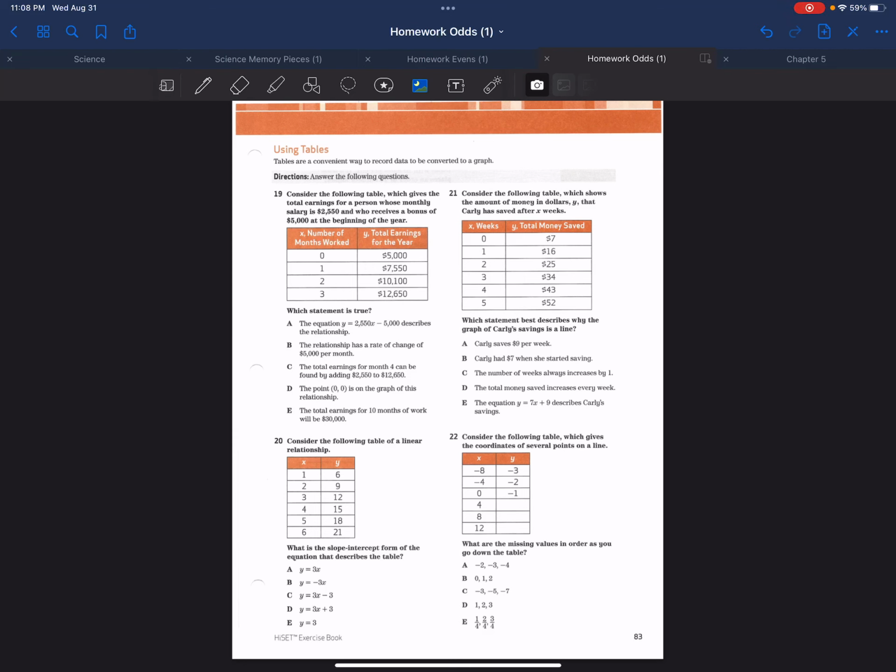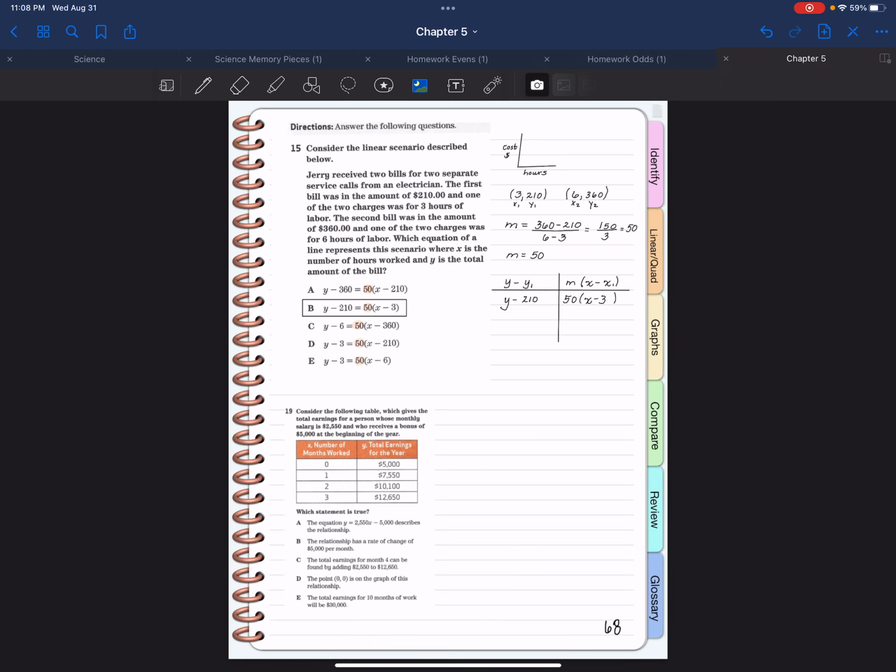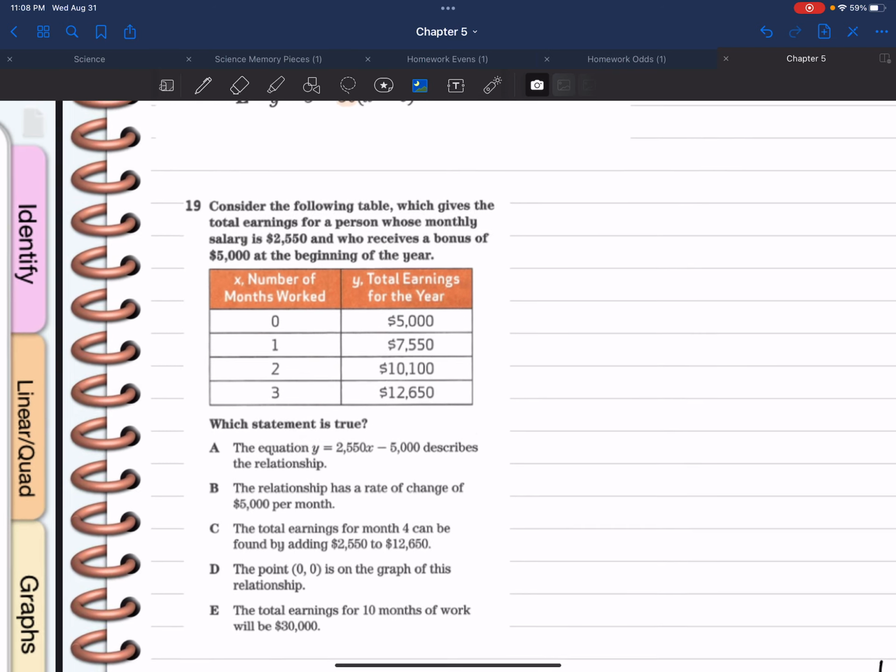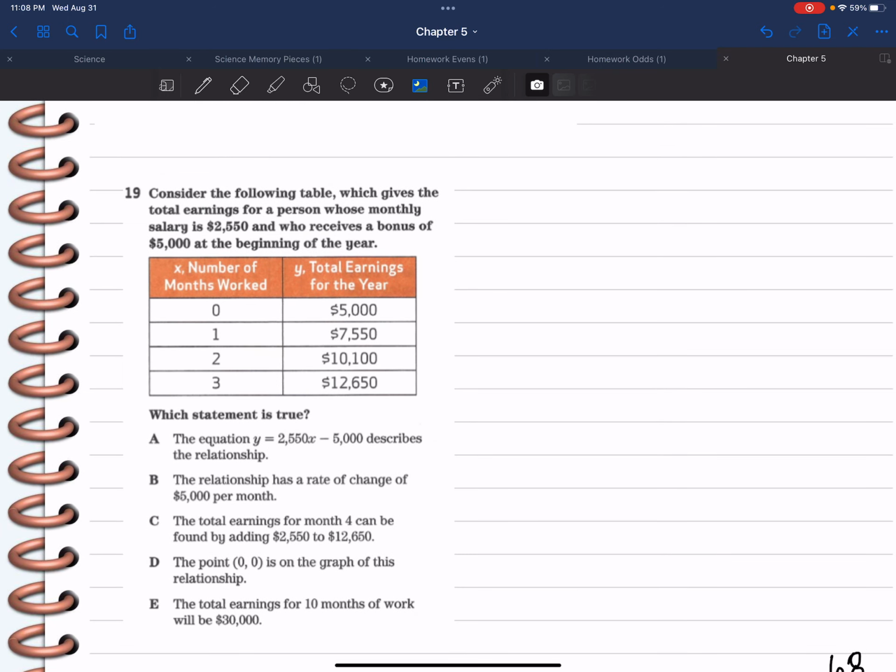We are on page 83 of the exercise book, and I have brought these over into my notebook because I need a little bit more room. So here's number 19.